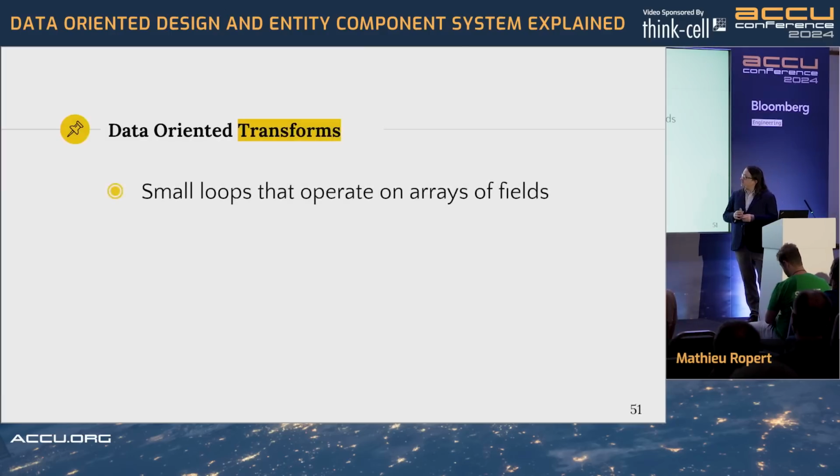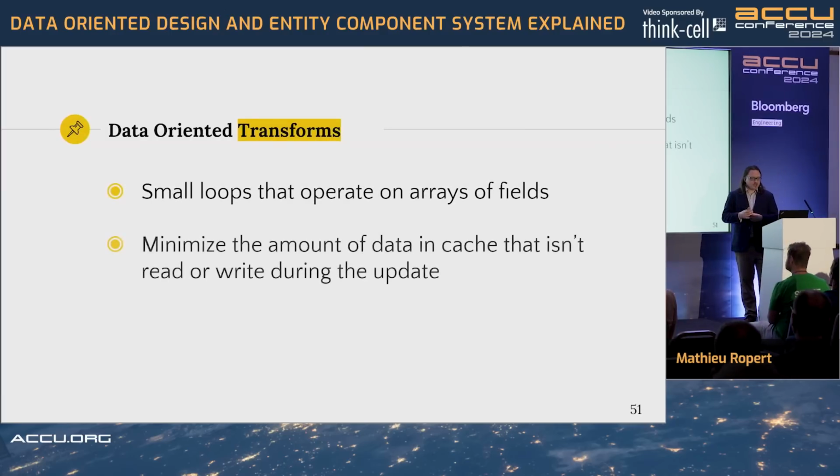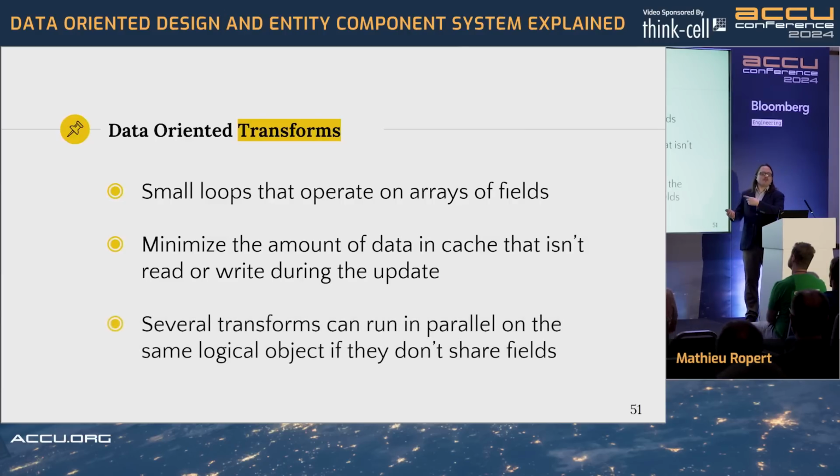So the idea is that we make transforms, which are very small loops that operate on an array of fields. We minimize the amount of cache that we actually read or write during the update. We try to minimize waste because, again, fetching is expensive, not computing. This is the main thing. Accessing data is expensive. Doing something with it isn't. I mean, it is, but in comparison, it is not. Once you have solved this, then you will start going back to like, oh, that computation is expensive. But right now, it doesn't matter until you have solved this problem.